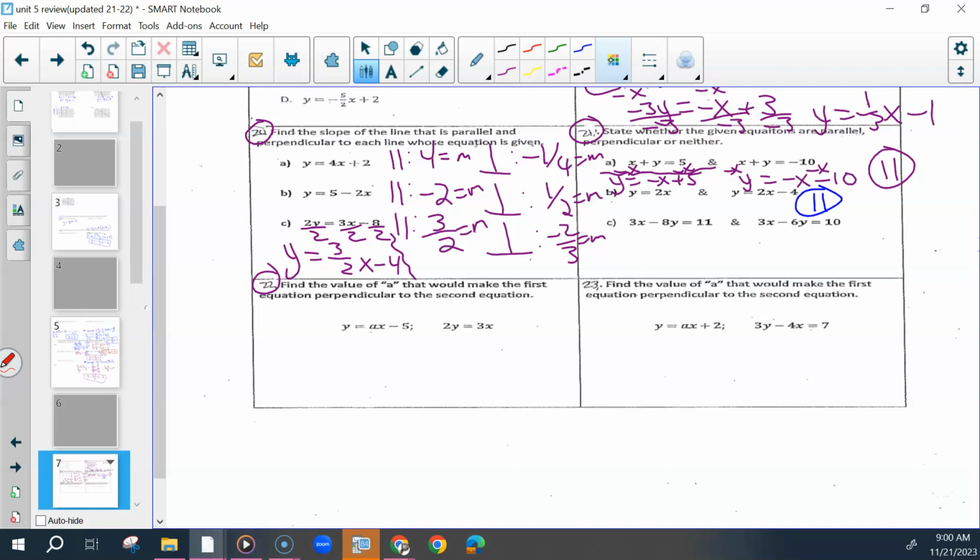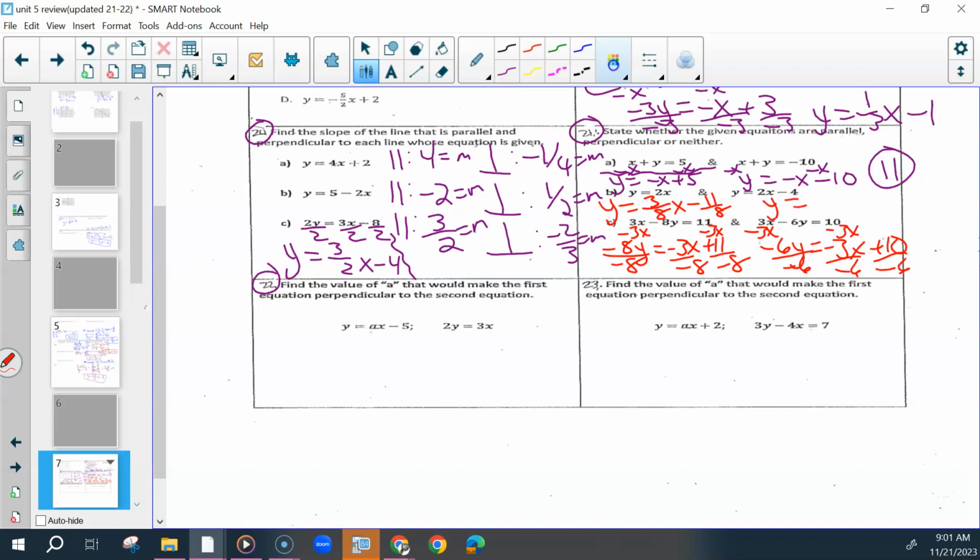And then C's equations, we have to solve them both. So subtract 3x. I'm doing them both at the same time. So negative 8y equals negative 3x plus 11. And negative 6y equals negative 3x plus 10. Divide these by negative 8 and the others by negative 6. I'm going to write the equations above. y equals positive 3/8 x minus 11/8 and y equals 1/2 x minus, divided by 2, 5/3.